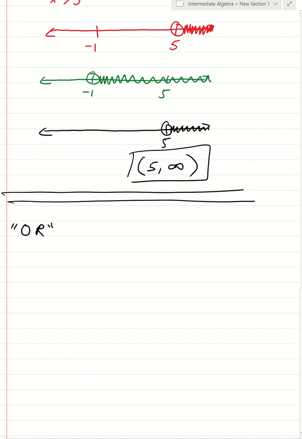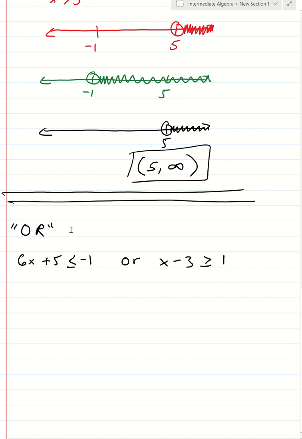For example, let's say we have 6x plus 5 is less than or equal to -1, or x minus 3 is greater than or equal to 1. Now, once again, here the word or is stated in the problem, and we have two very different algebraic expressions. So I'm going to solve them independently. I will then graph them independently.